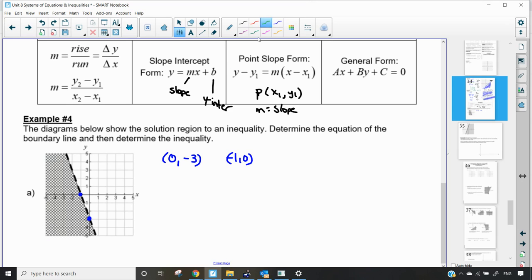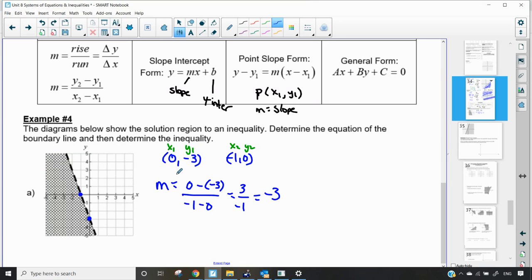So we start off by using our slope formula. If it helps, you can always label your coordinates x1, y1, x2, y2. And then we have our formula, y2 minus y1, so 0 minus -3, and -1 minus 0 gives us a positive 3 over -1. So we have a slope of -3.